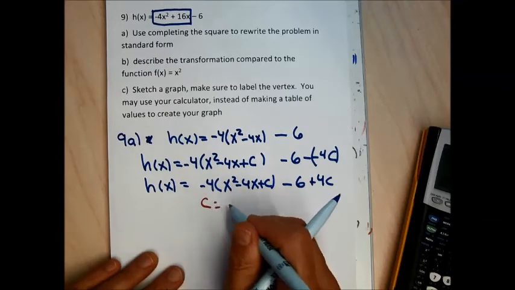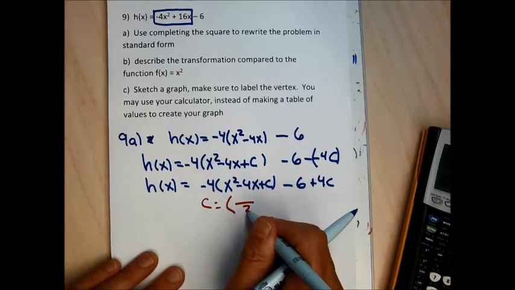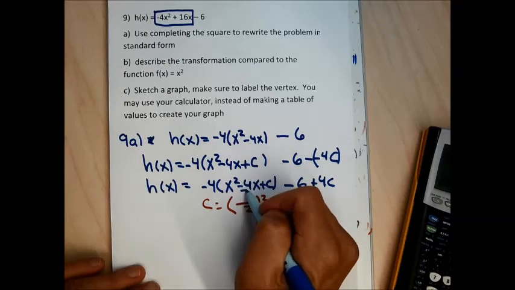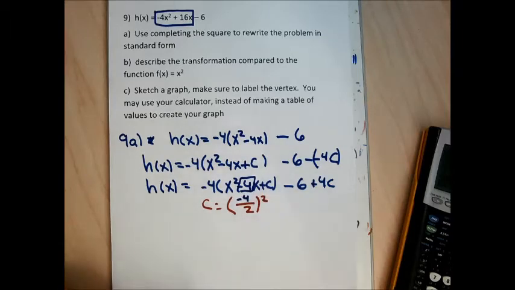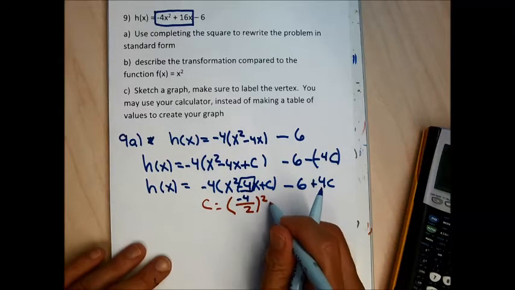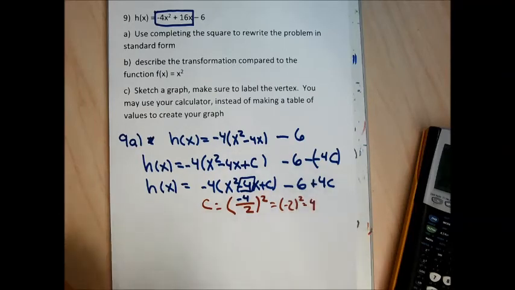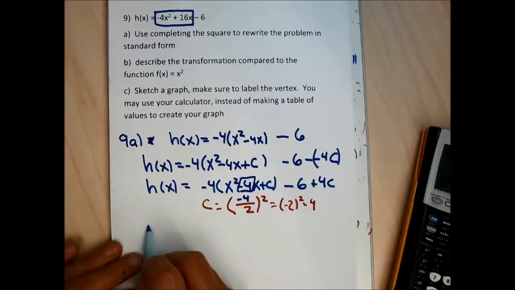My c always has the template: a number divided by 2, squared. The number I need to do that to is the number in front of the x to the first power term, which is that negative 4. So my c is going to be negative 4 over 2 squared, which is negative 2 squared, which is positive 4. Now into the problem, I'm going to plug my c in.